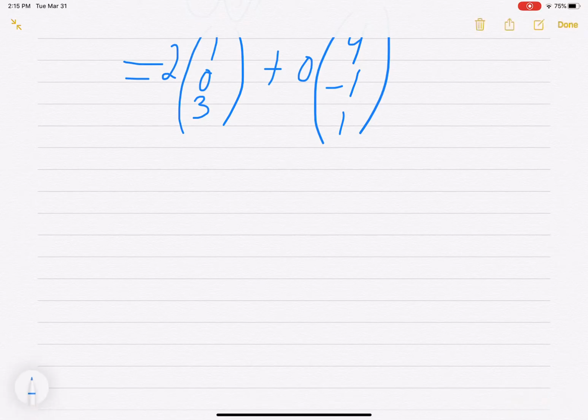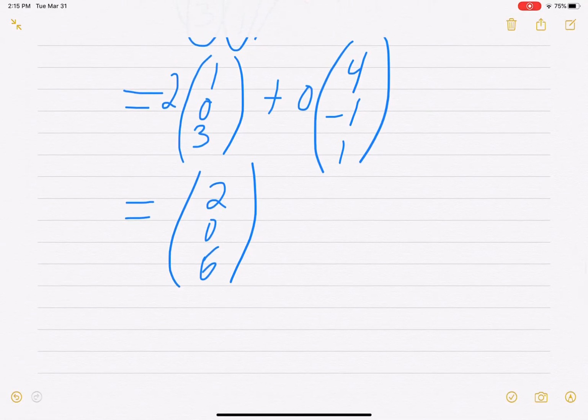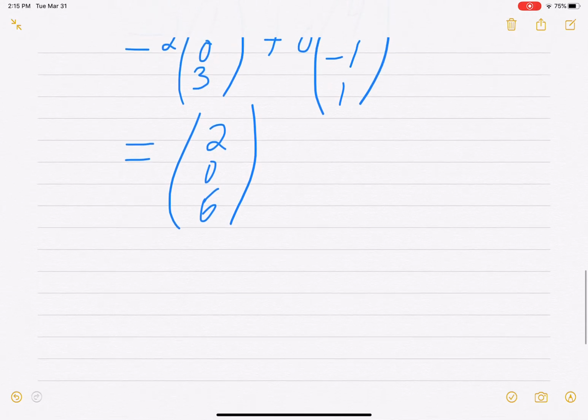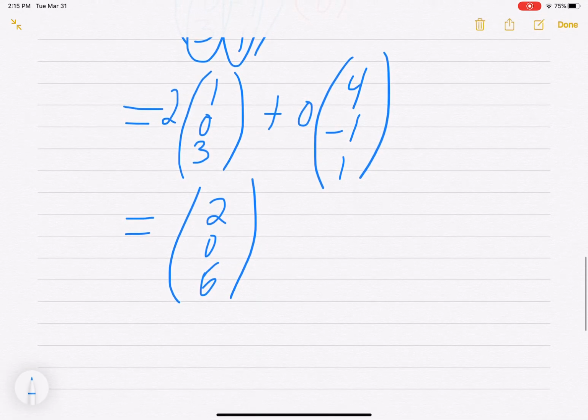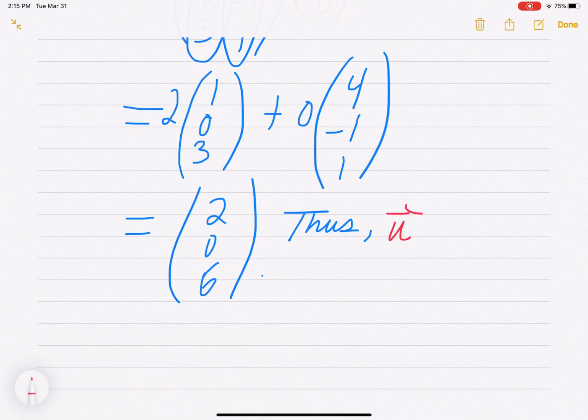All right, so what does this simplify to? The second column zeroes out, so we're going to have just 2, 0, 6. The other term is inconsequential because we're scaling the whole vector by 0, which just gives you the 0 vector, and adding the 0 vector to 2, 0, 6 gives you 2, 0, 6. So since we don't get the 0 vector, u is not in the null space of A.